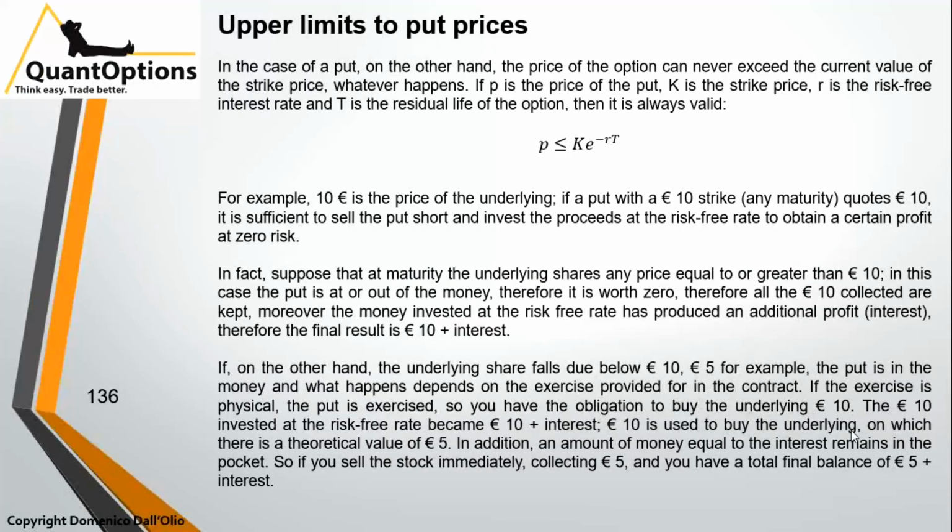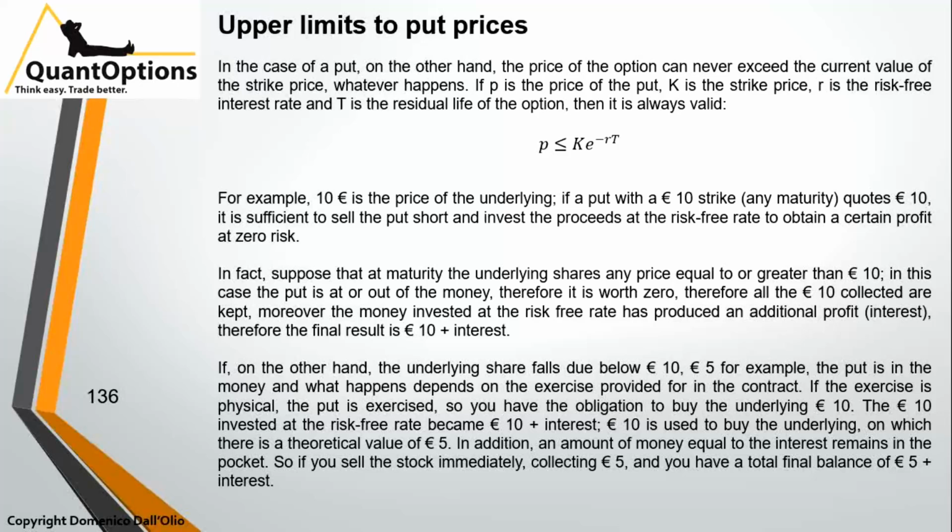In the case of a put, on the other hand, the price of the option can never exceed the current value of the strike price, whatever happens. If P is the price of the put, K is the strike, R is the risk-free interest rate, and T is the residual life of the option, then we can state that P is always lower or at most equal to K times e to the power of minus R times T.